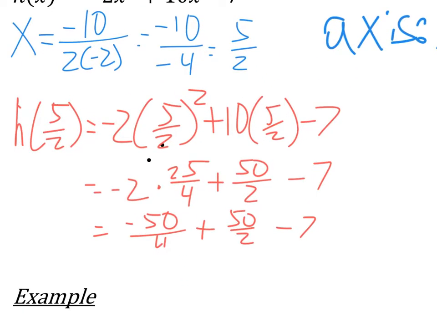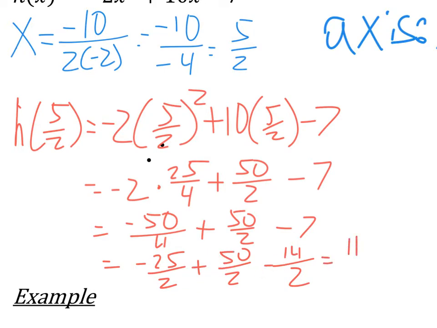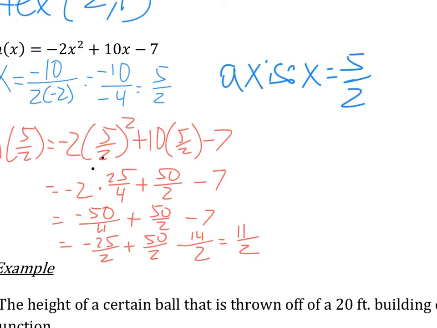And this is negative 25 halves, right? We'll keep this as 50 halves. And this is, let's go ahead and make this 14 halves. Need a common denominator. And this is 50 minus 25, that's 25 halves. 25 halves minus 14 would give us 11 halves. Check that out, should get 11 halves. So that gives us the vertex.